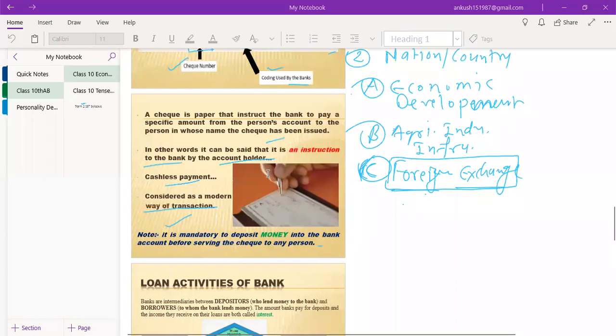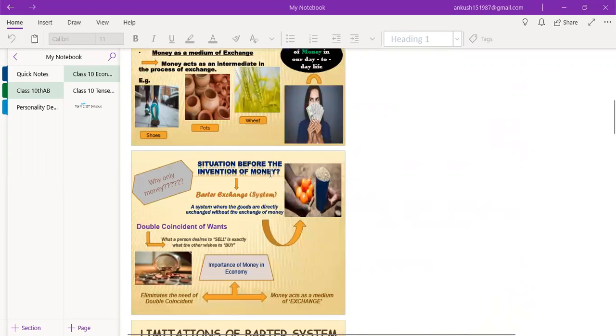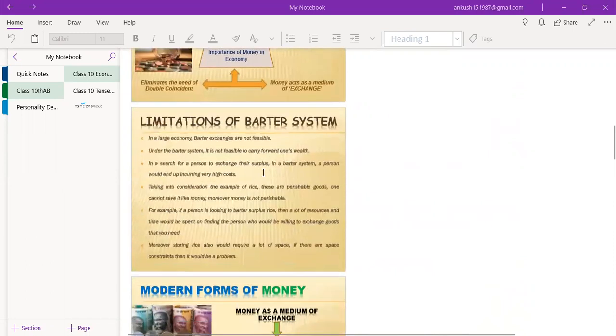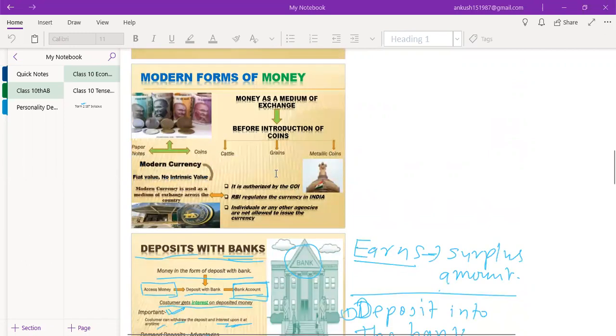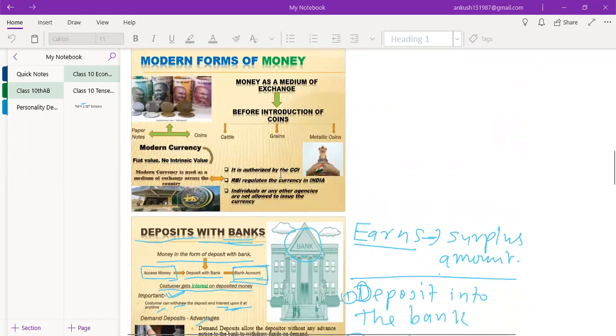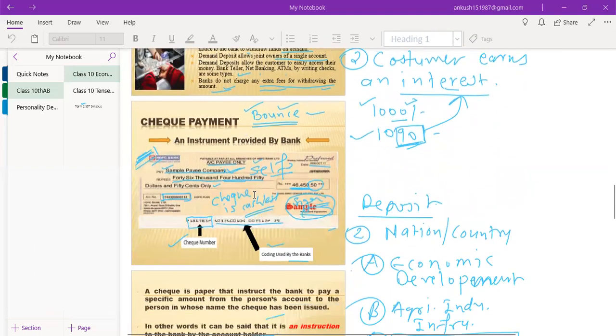In the last session we had discussed what money is and how it works as a mediator in the exchange of goods and things. We had even seen the modern forms of money. After that we had seen deposits with banks, what happened to the deposited money, how the bank uses that money, and how the depositors benefit from that. We are going to study that again in this session.